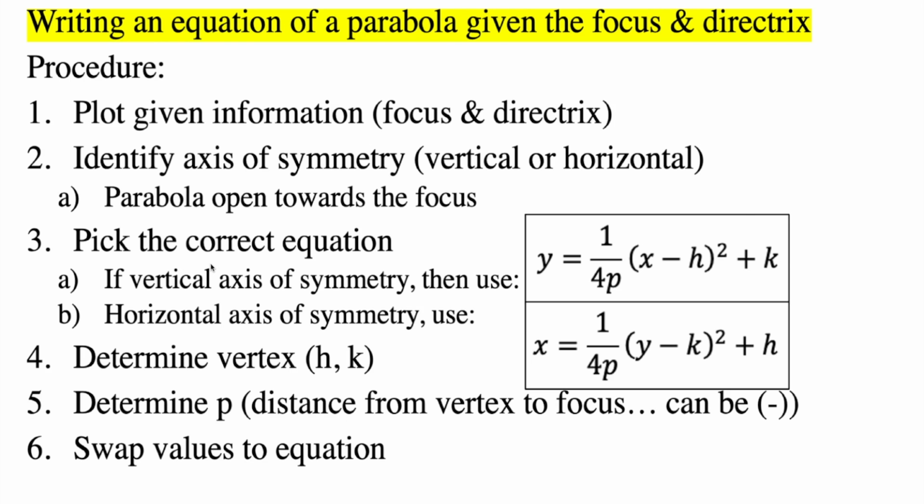Step 3 says pick the correct equation. If we have a vertical axis of symmetry, then we use this equation right here. If we have a horizontal axis of symmetry, we use this equation here, x is equal to this one right here. Step 4 says determine the vertex. Step 5 says determine p, the distance from vertex to focus, and it can be negative. And then step 6 says swap values into the equation. So once you know your vertex and your p value, you have all the needed information to swap it back into the original equation to come up with the equation.